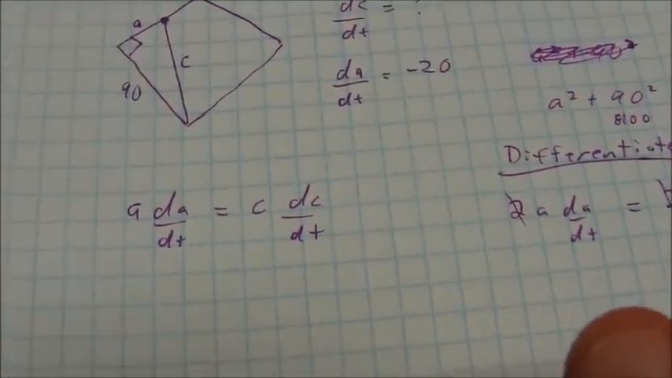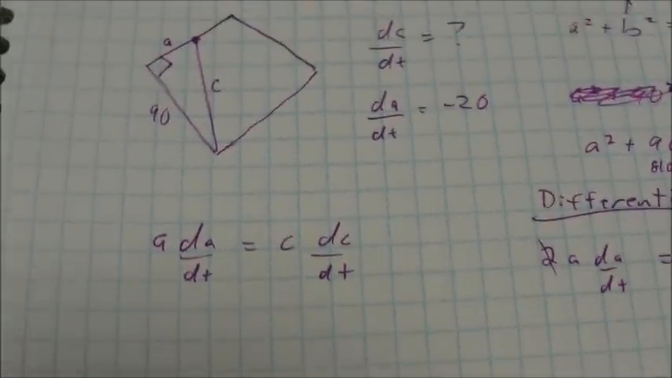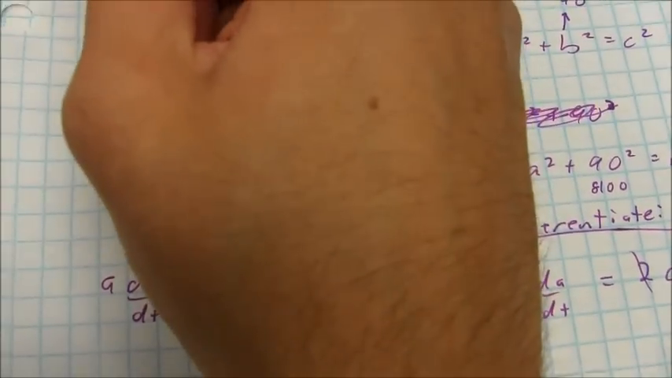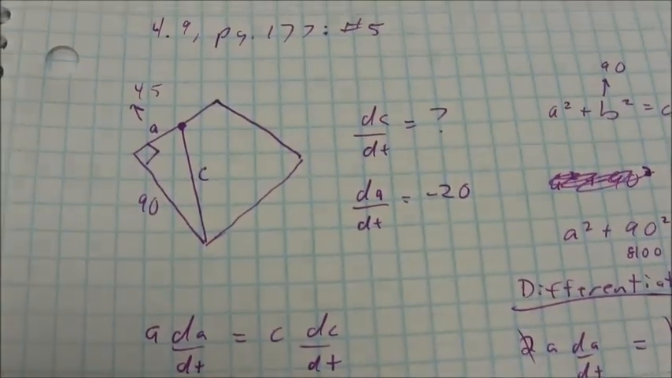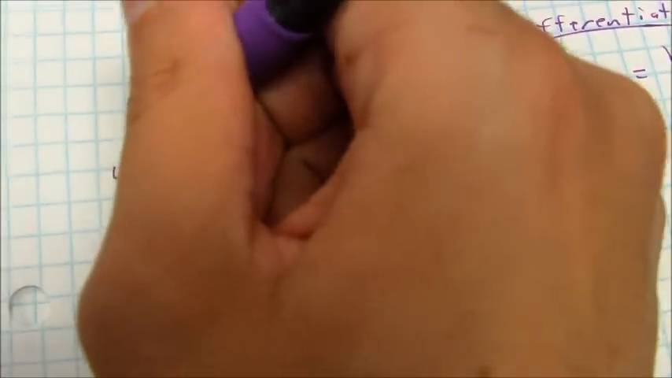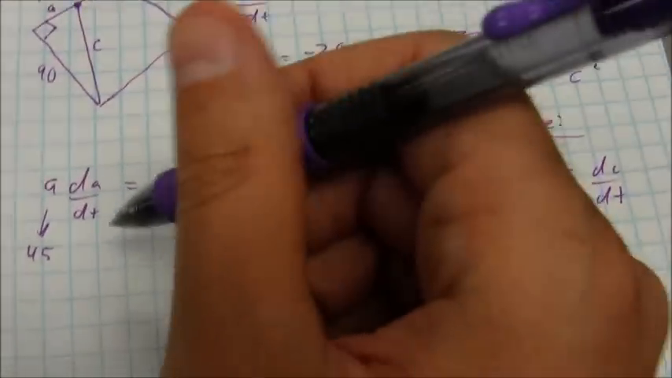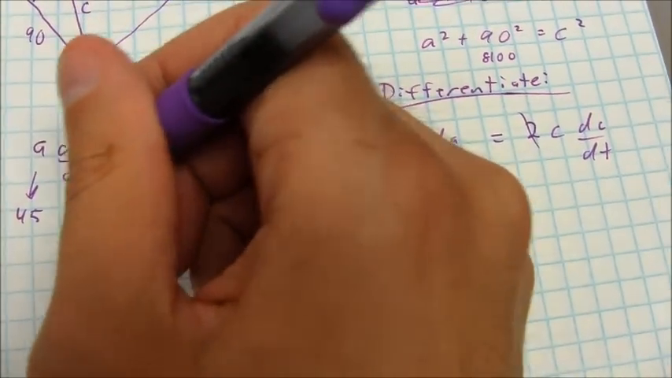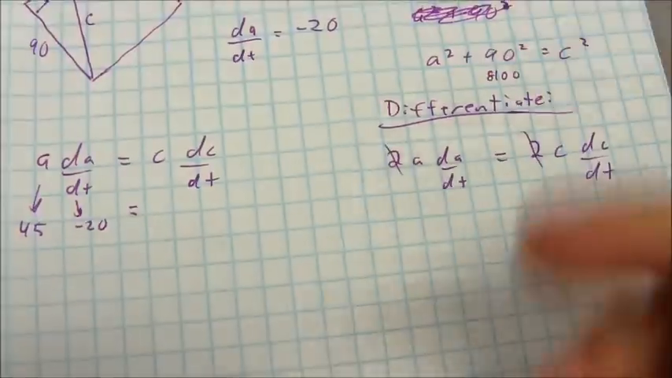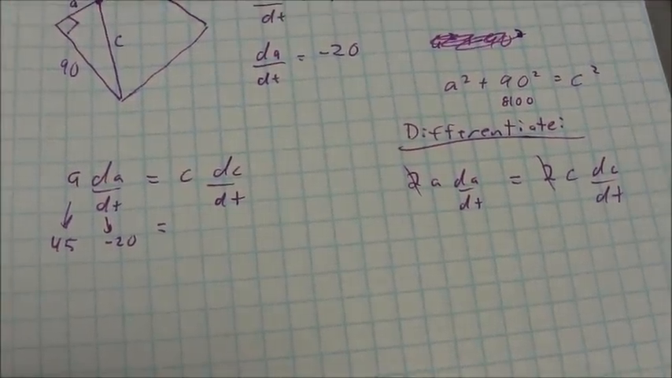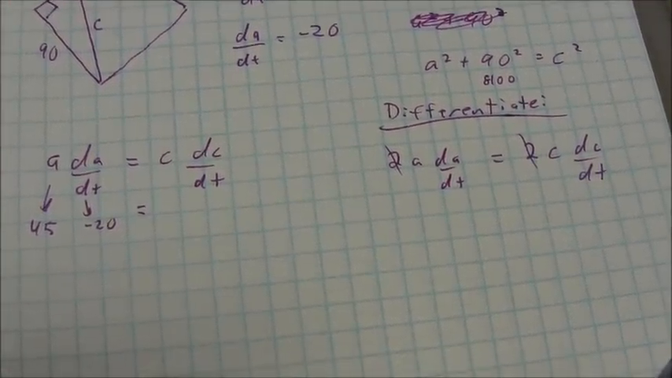That's his distance from home plate when he's halfway to third. Well, when he's halfway to third, I have to have that A value to fill in there. It's going to be 45 feet. He's 45 feet from there. So that's my A value. I know that he's moving at negative 20 feet per second. So that's my dA/dt, that's negative 20. And I'm looking for that dC/dt value.